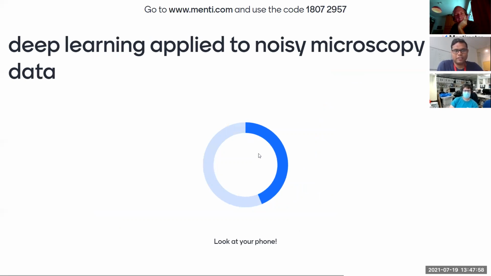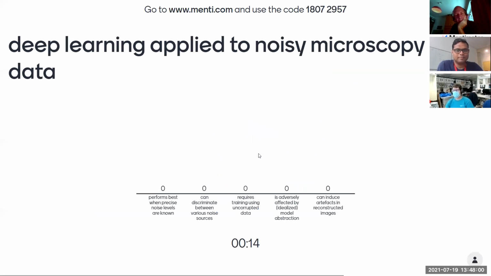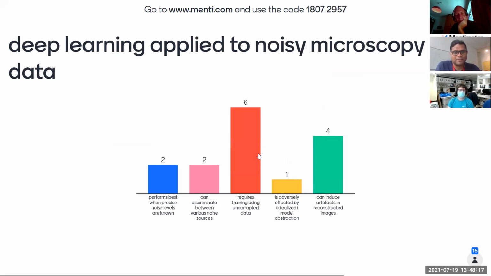Deep learning applied to noisy microscopy data performs best when precise noise levels are known, can discriminate between various noise sources. That's interesting. Requires training using uncorrupted data, is affected by model, can induce artifacts in reconstructed images. Yeah, so the interesting option was wrong. I thought that would actually be a question, if we can somehow have a network to differentiate noise, that would be the final goal of deep learning, right?